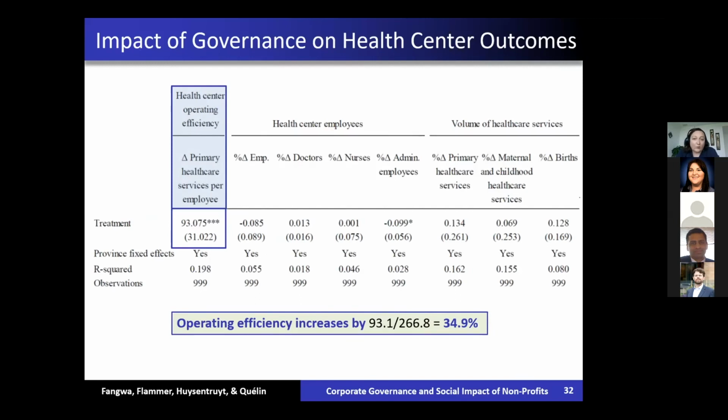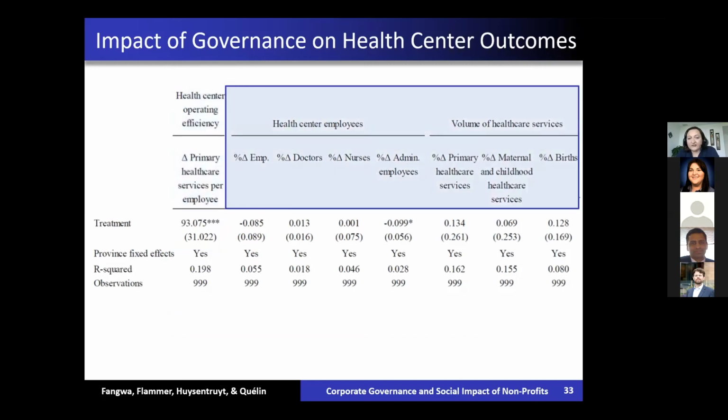Now, then we try to dig a little bit deeper and understand where does this improvement in operating efficiency come from? Does it come from the denominator or numerator? So we look at the change in the health center's employees as well as in the volume of healthcare services. You can see that the number of employees decreases by about 8.5%, but this is not significant. When we look at the composition of employees, so we split into doctors, nurses, and admins, you can see that the only significant change is in terms of admins. So in other words, treated health centers hire 10% fewer additional employees than those in the control group.